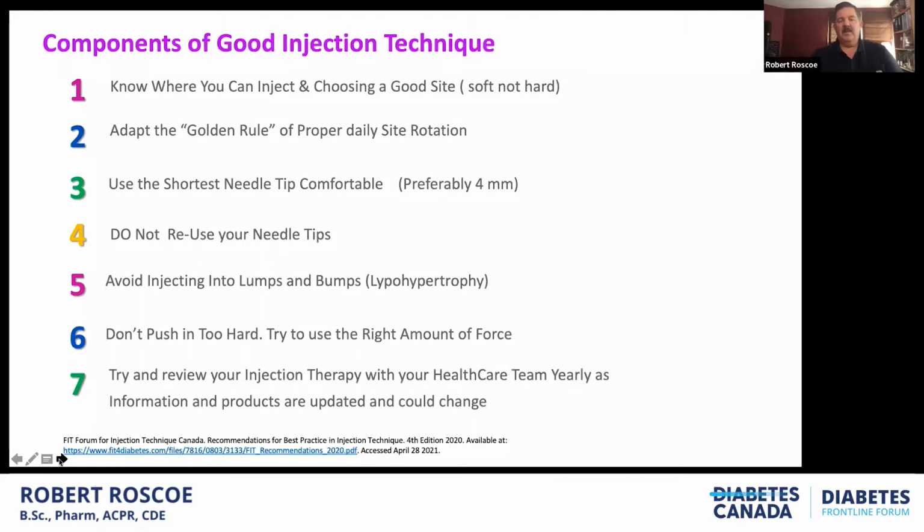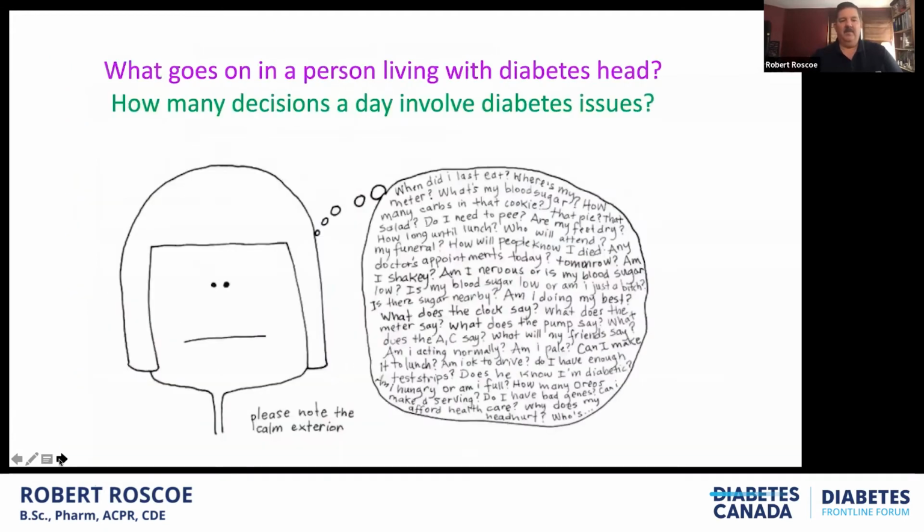And a little bit new concept: maybe try to adopt a yearly review, because new information and new products start to come on board, and they may change the information that we're providing today. So it seems easy enough. So why is it such a challenge for people with diabetes to remember this?